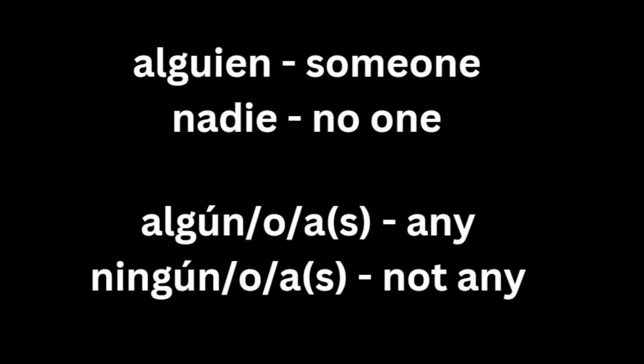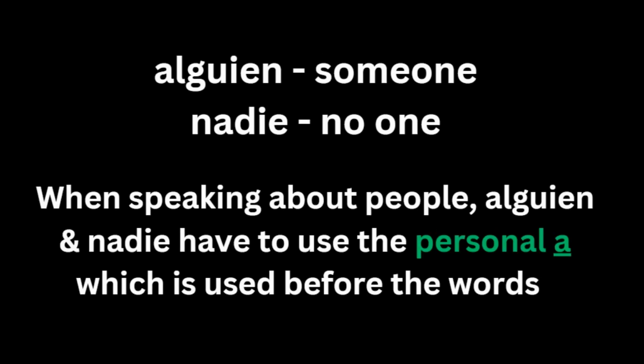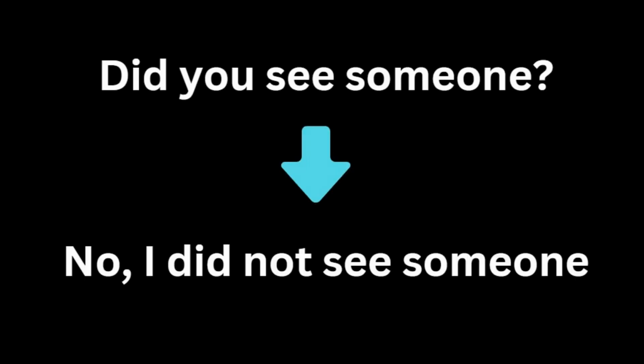At last, there are two concepts that need more explanation involving alguien and nadie, meaning someone and no one, and algún and ningún, meaning any or not any. Because they indicate people, alguien and nadie have to use the personal a, which is used before the words. For instance, I can ask, did you see someone? And you can reply with, no, I did not see someone.